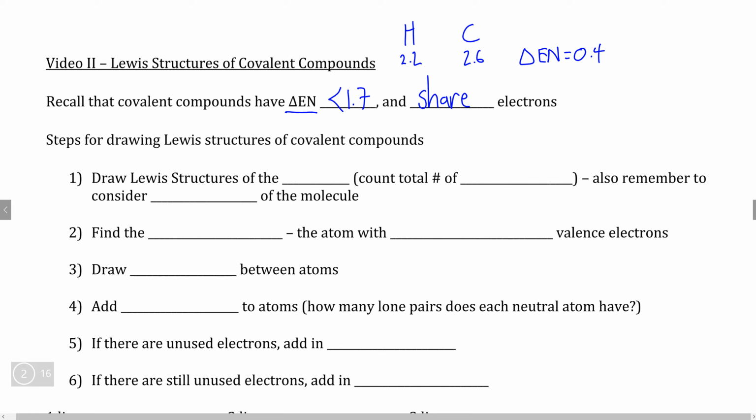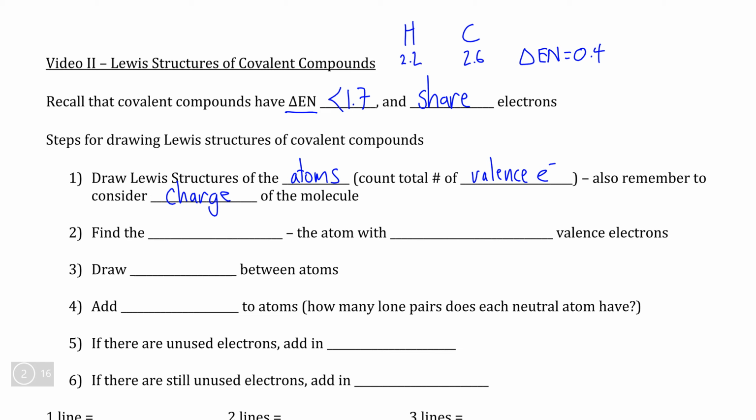In terms of the steps for how to draw covalent Lewis structures, the first two are actually exactly the same as ionic Lewis structures. We start by drawing the Lewis structures of the atoms, meanwhile counting the total number of valence electrons that are involved in bonding between those atoms. Whenever we draw polyatomic ions, which will come later, we also need to consider the charge of the molecule that we're drawing to see whether that molecule has gained electrons or lost electrons from before.